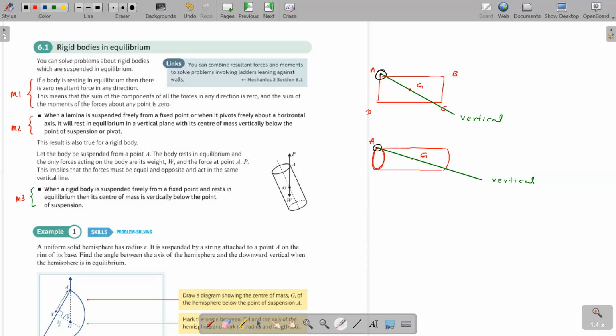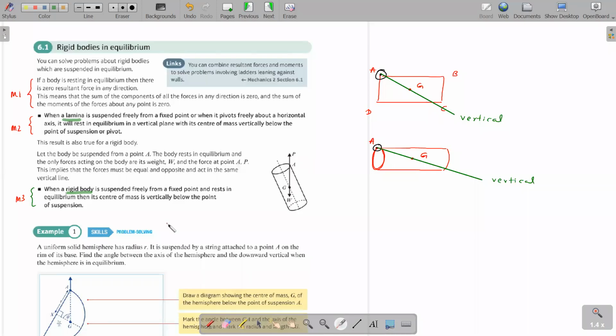Because in M2 you learned about laminas. In M2 we were dealing with laminas, but now in M3 you deal with rigid bodies. So you never had that in M2. So guys, this is the M3 part.